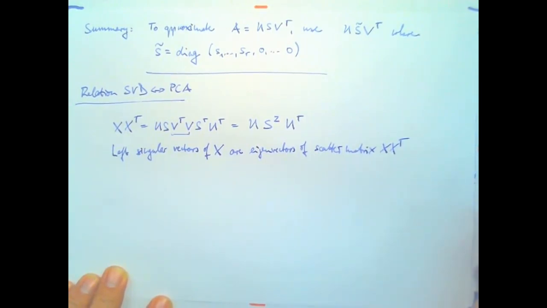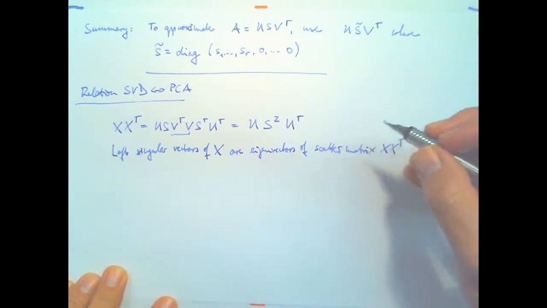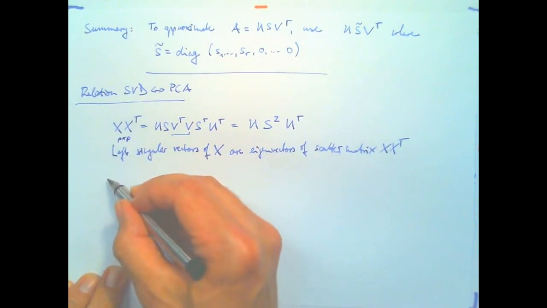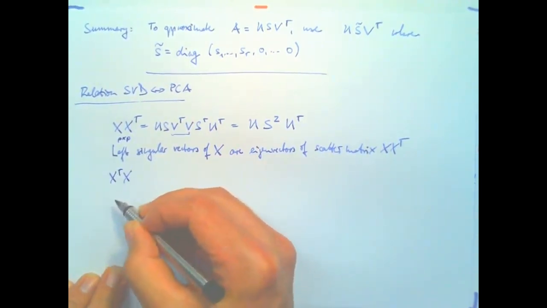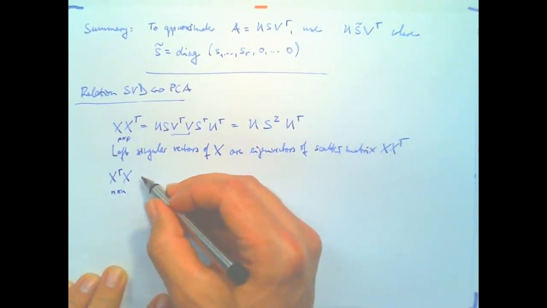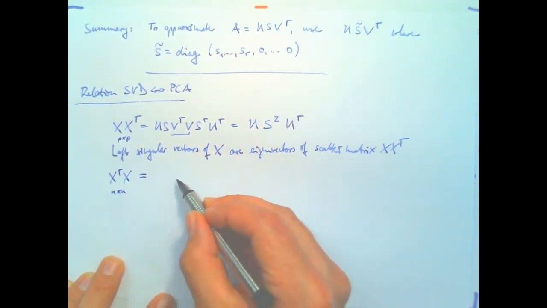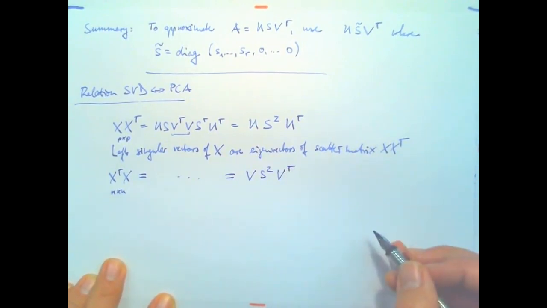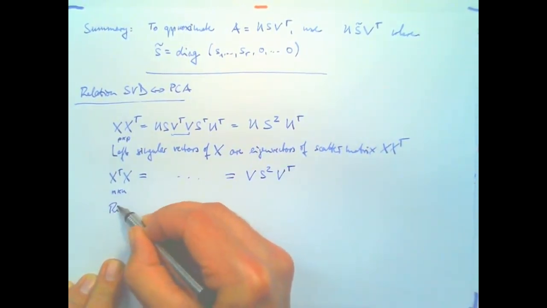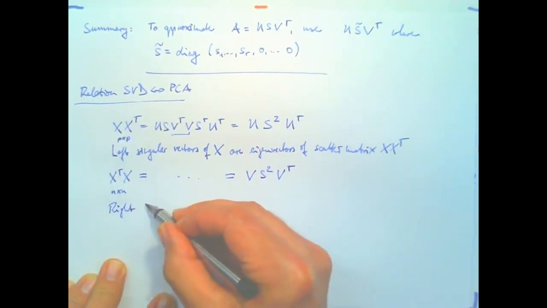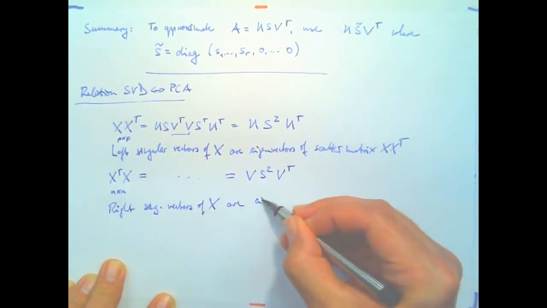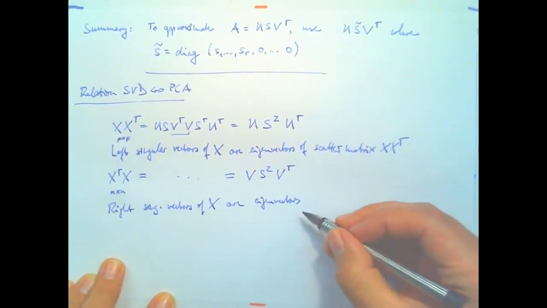Now I can also build another matrix. So the dimensionality of this entire thing was P by P. I can also build another thing, namely X transpose X, which will be of dimensionality n by n. Okay, and if you write it out for yourself, you find that this is V S squared V transpose, which says that the right singular vectors of X are the eigenvectors of this matrix X transpose X.